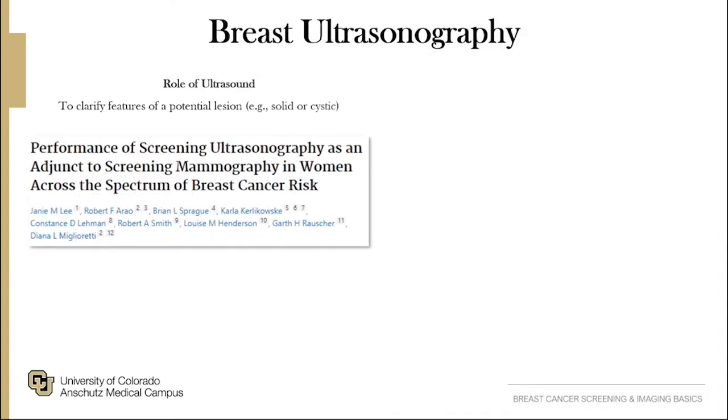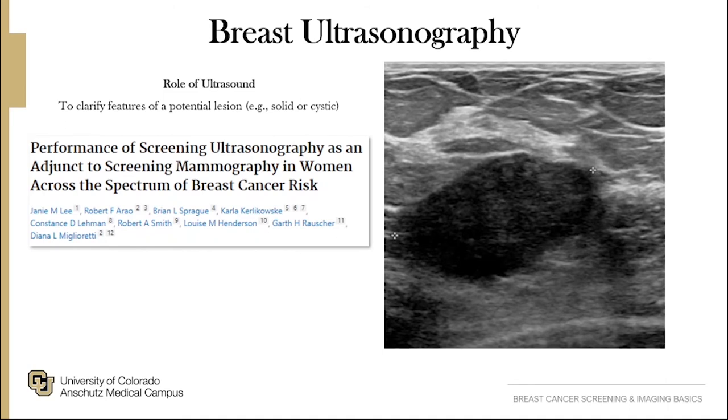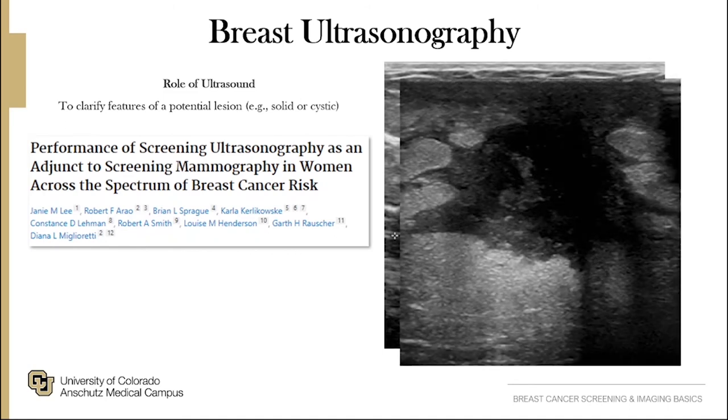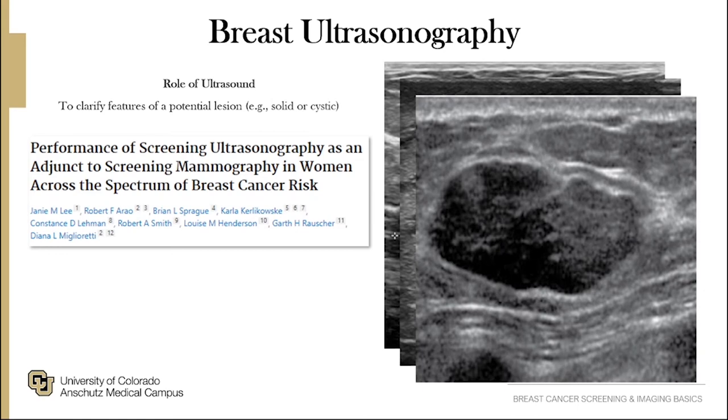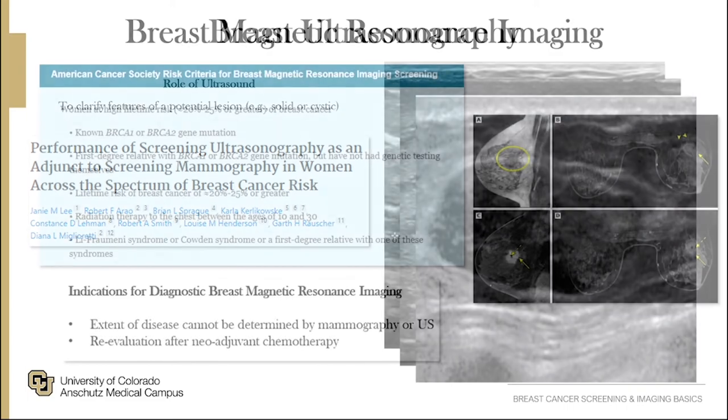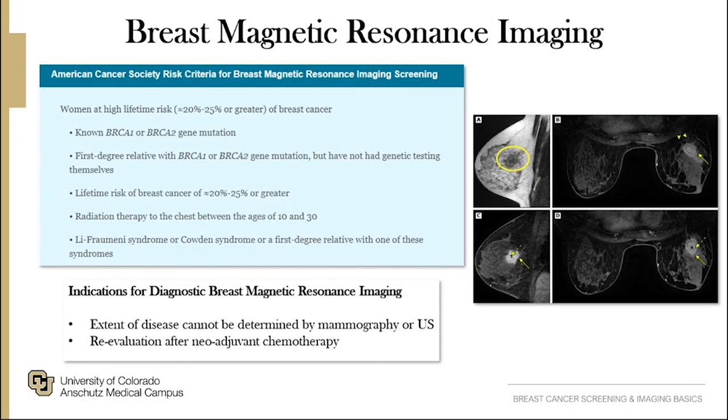In contrast to mammography, breast ultrasounds are not used in the routine screening for breast cancer, but instead for diagnostic follow-up of an abnormality seen on screening mammography in order to clarify the features of a potential lesion, such as solid or cystic. On the other hand, MRI can be used for screening of breast cancer in a specific population: women who are at high risk, that is approximately 20 to 25% or greater risk of developing breast cancer.